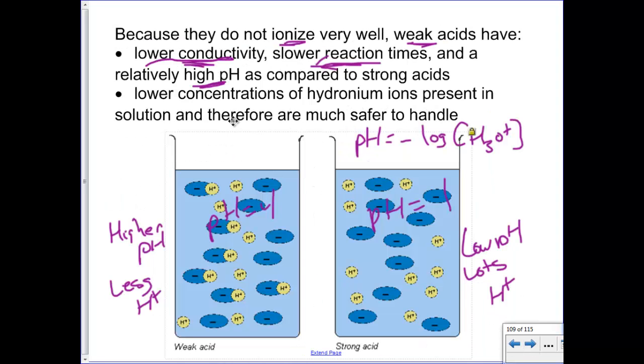Oh, I should point this out here. Strong acids then are less safe to handle. Basically, if you have lower concentrations of hydroniums, they're safer. So long story short, the strong acids are more dangerous than the weak acids.